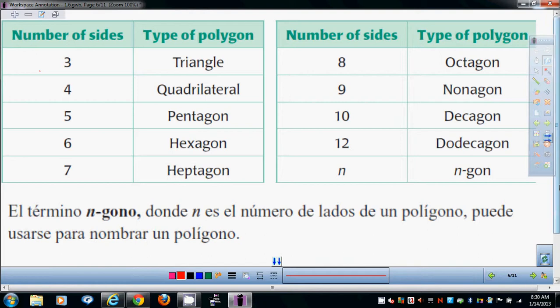Anything with more than 12 sides is called an n-gon. So like let's say we're dealing with a 17-sided figure, that would be a 17-gon. Okay? That's just because they run out of prefixes after 12. So that's just the point of that. Questions from this slide?